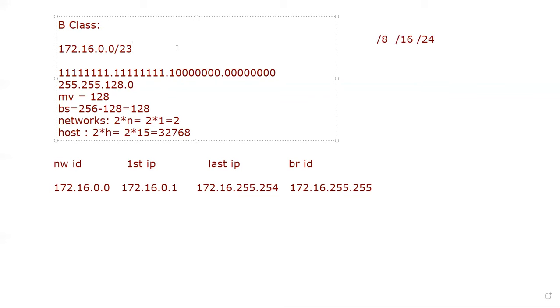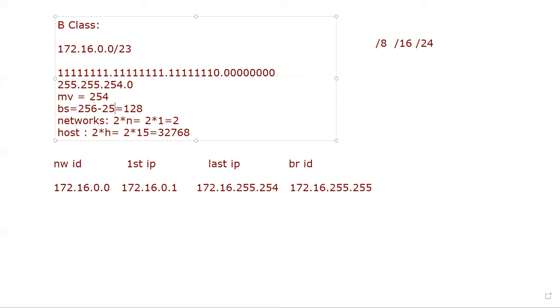Slash 23. Now, what is the meaning of slash 23? 8, 16, 17, 18, 19, 20, 21, 22, 23, then 0. Now, this thing cannot be solved in the 4th octet. We have to solve it with /16. So after solving this, this will be your subnet mask. Magic value will be 254.